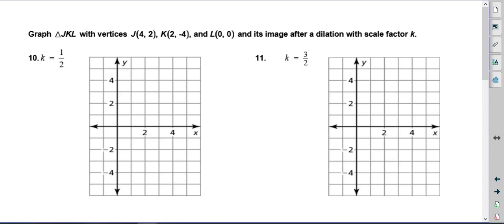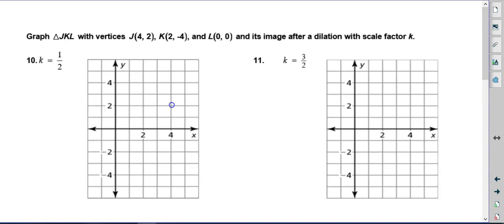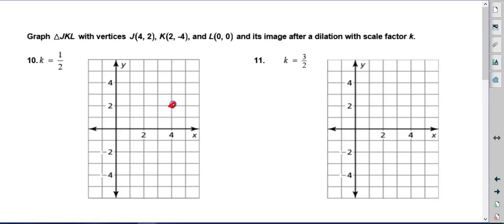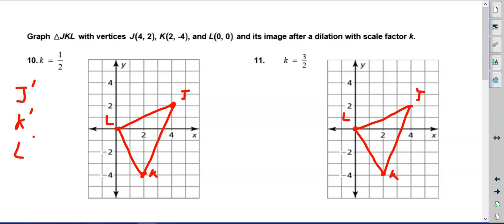All right, JKL: 4, 2. Whoops, sorry about that. 4, 2. 2, -4. And 0, 0. So that's JKL. And we're going to do that on both of them. So here's L, here's J, and here's K. Same triangle. We're just going to do 2 different dilations. So I have J prime, K prime, L prime. If you want to write these down again, you can. They're right there.